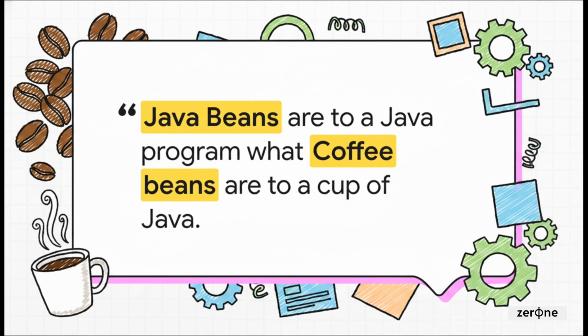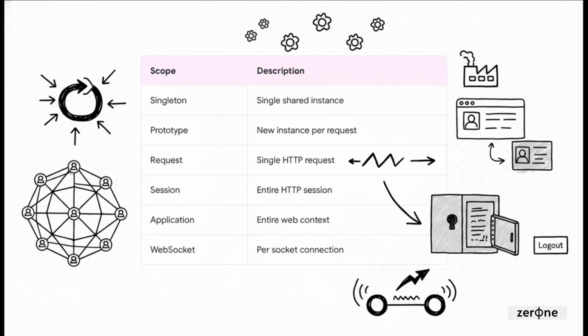But let's demystify the term. A bean isn't some magical entity. Technically speaking, it is simply a regular Java class object, often called a plain old Java object, or POJO, that happens to be instantiated, assembled, and entirely managed by that Spring IoC container we just talked about. Now, when the container creates one of these beans, it assigns it a scope. This scope dictates exactly how long the bean lives and where it can be seen.